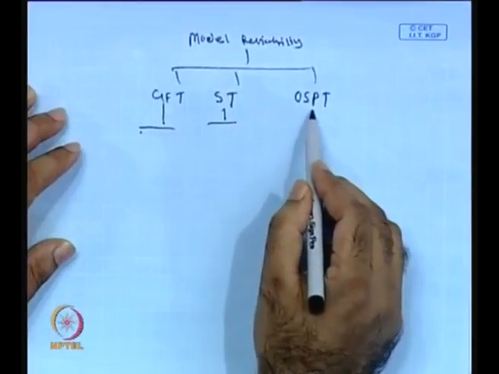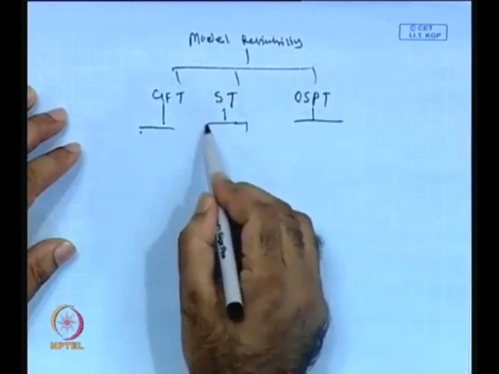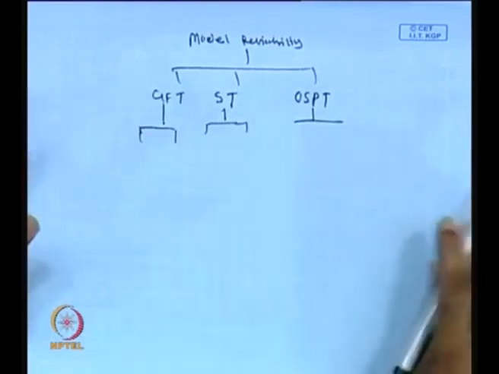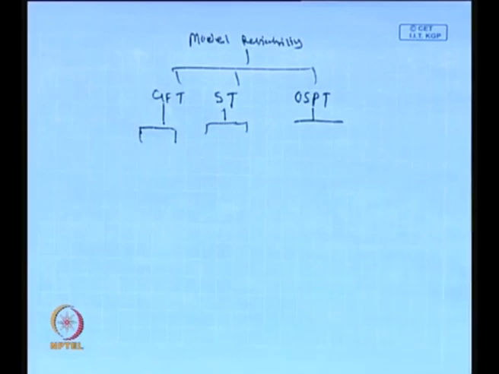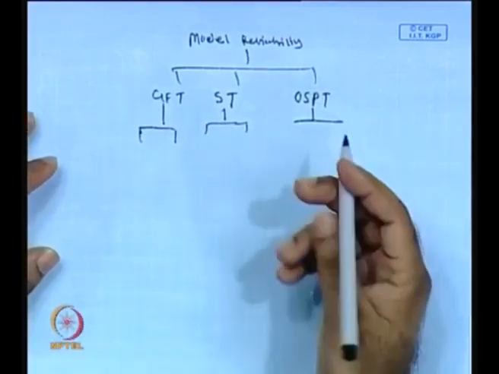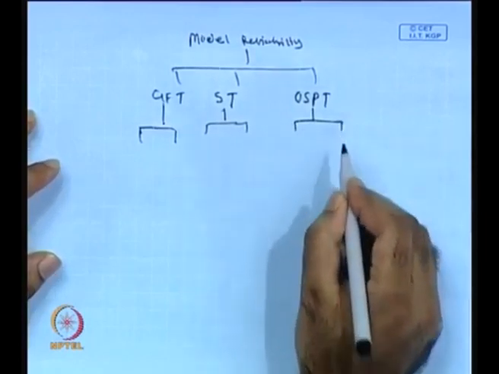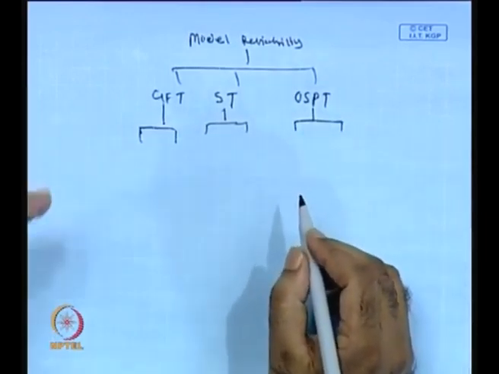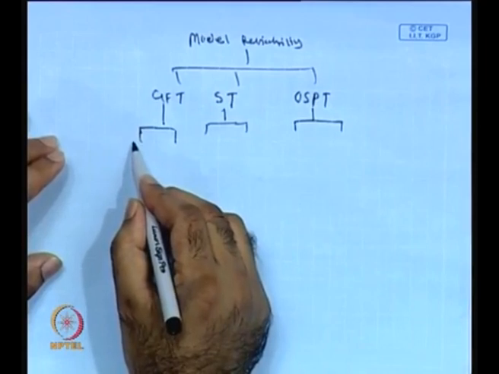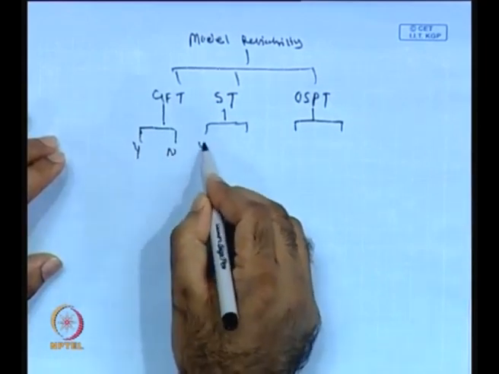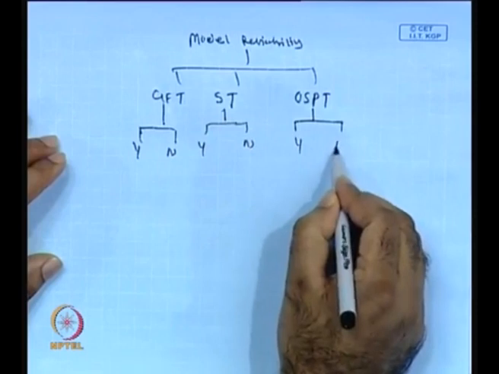So far as reliability is concerned, we have three different tests: goodness of fit test, specification test, and out of sample prediction test. Obviously, these tests will clarify whether this model is reliable or not. That means in every case there is a yes or no situation.